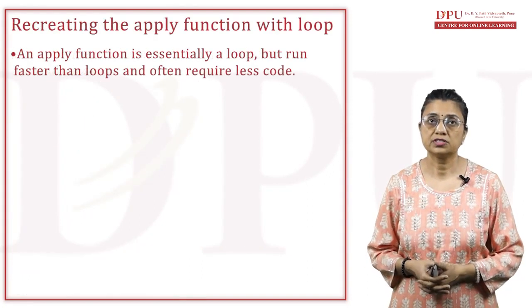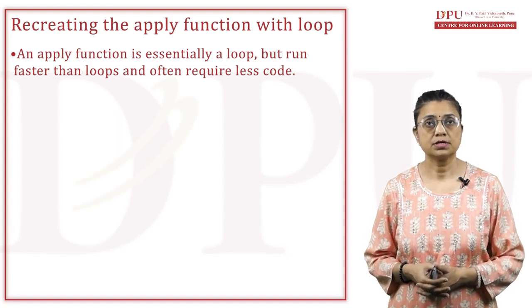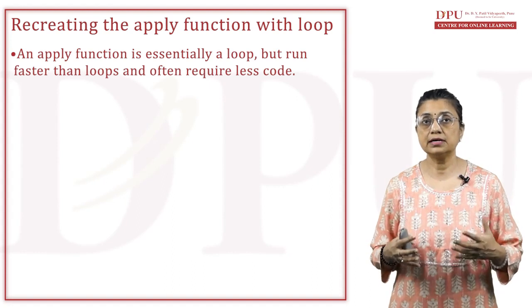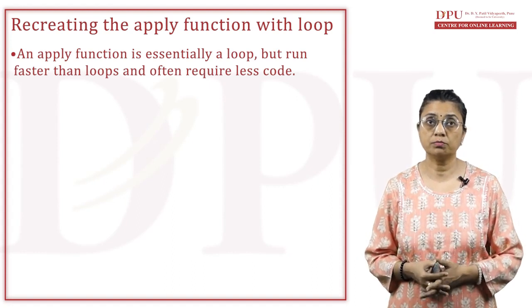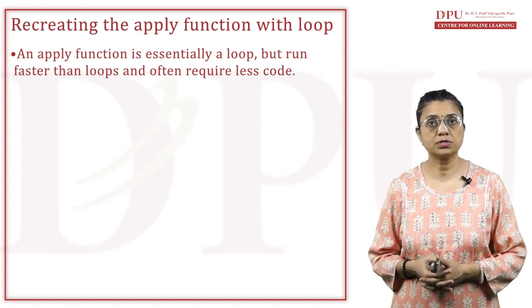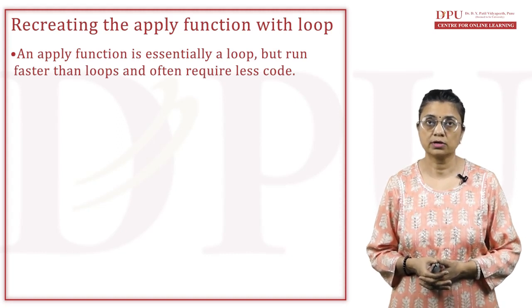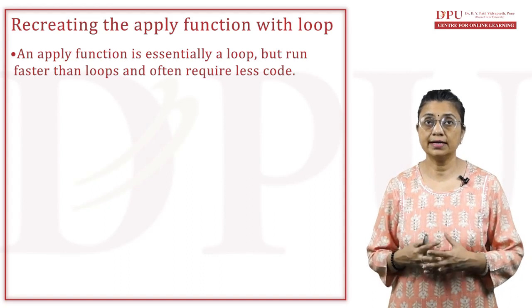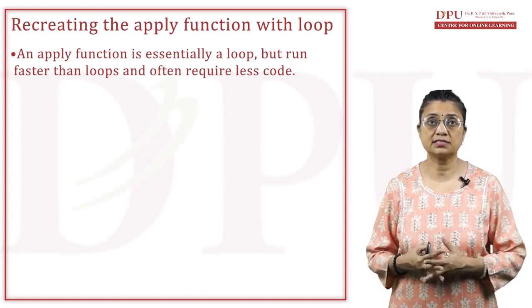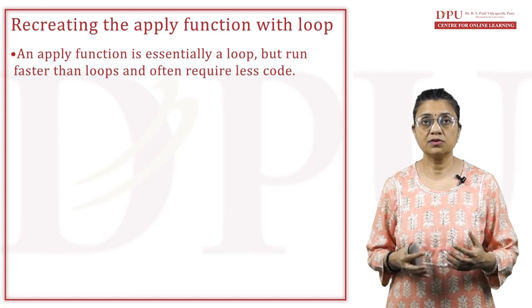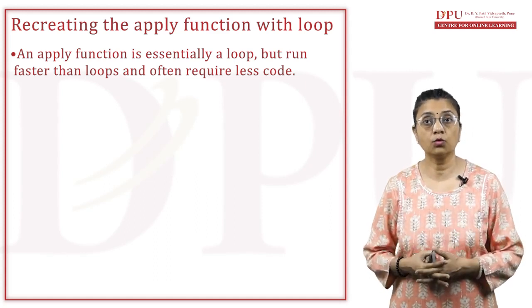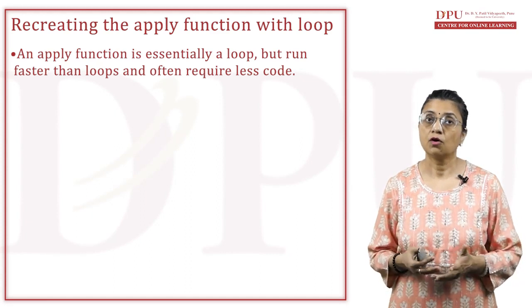We can also create apply functions with loops. So basically, an apply function is essentially a loop, but it runs faster than loops and often requires less code. Basically, the apply function is where we are trying to create some kind of looping, because if it is a cumulative total, then we are accessing each and every row of the data frame or the matrix.